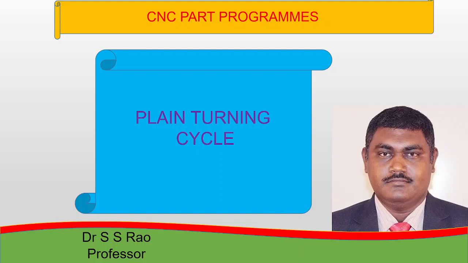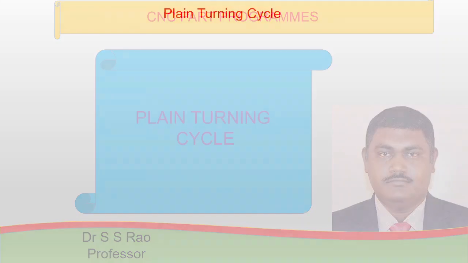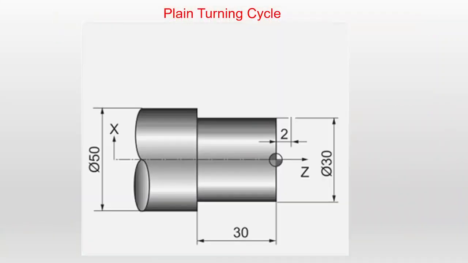In this video, I am going to explain how to prepare a CNC part program for plane turning cycle. Now let us see the given job. I want to do the plane turning of the workpiece from 50 mm diameter to 30 mm diameter over a length of 30 mm. Now you can see that the horizon is marked on the face of the workpiece.